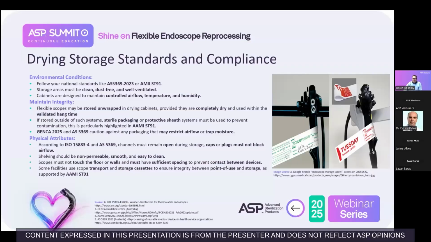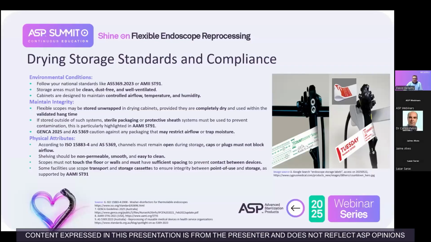And of course, some facilities may use scope transport or storage cassettes to ensure integrity between point of use and storage, which is supported, but you also may need to make sure there is some thorough cleaning that goes with these cassettes.